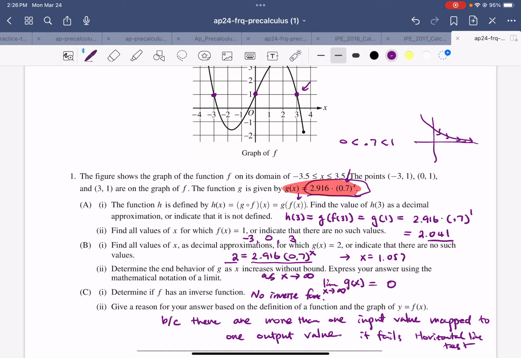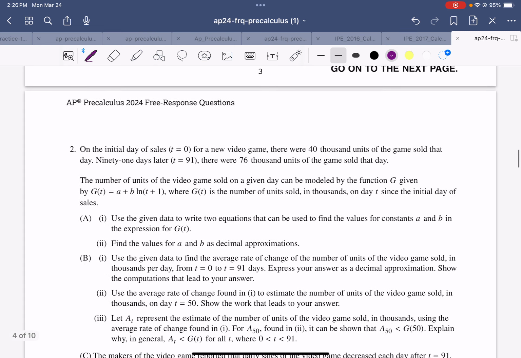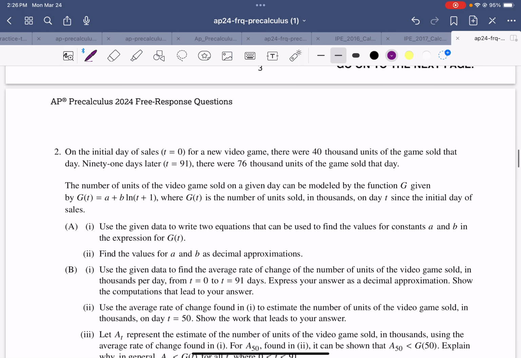Okay, but this is a more official answer. Okay, let's move on. Number 2. Still the calculator required section.